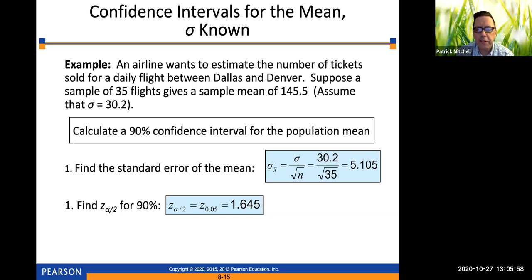So first we'll find the standard error of the mean, which is sigma divided by the square root of n. 30.2 divided by the square root of 35 is about 5.105. And then, as we just talked about, z sub alpha over 2 for a 90% confidence interval is 1.645.